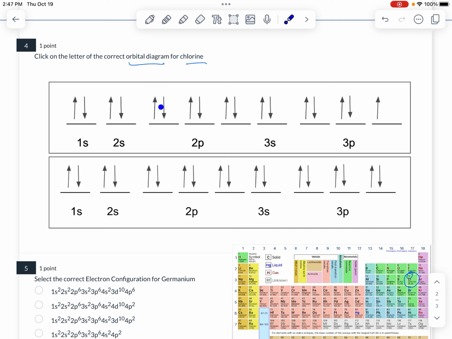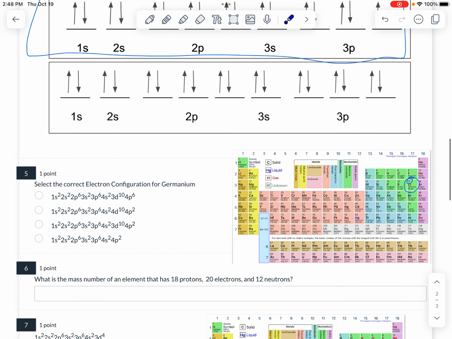1, 2, 3, 4, 5, 6, 7, 8, 9, 10, 11, 12, 13, 14, 15, 16, 17. Okay, never mind. I was thinking of a different one. This would be the correct answer. And the reason why? It has 17 electrons. I just counted up the arrows. Easy. This one has 18, so that would not be chlorine. That's kind of more like argon, right? Okay, so that's number 4.